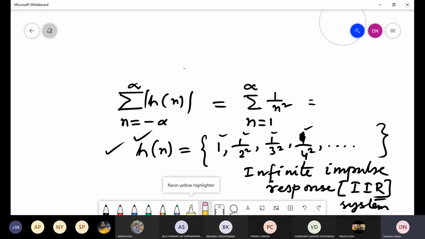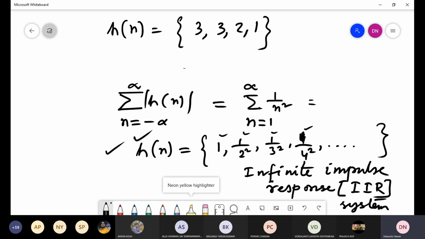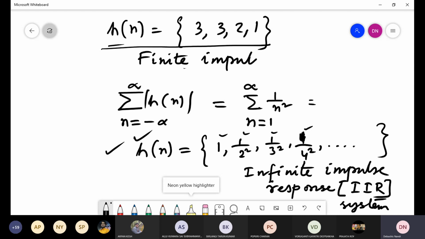But sometimes hn may be like this. Suppose hn is equal to 3, 3, 2, 1. Now you see only 4 elements are there, which means the number of elements is finite. Therefore it is called finite impulse response. A system which is characterized by this type of impulse response, where the number of elements in the sequence of the impulse response is finite, is called a finite impulse response system, or FIR system.